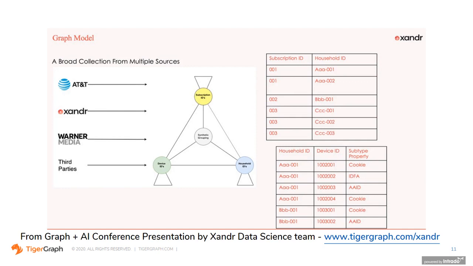Again, this is just showing another illustration of the tiers of information, a very high-level view of how they're integrating things, and how they have different IDs. There are subscription IDs, household IDs, device IDs, and these subtype properties, cookies, etc. So lots of information that needs to be integrated. They use some AI to do the entity resolution, but the result is that once they have that identity graph, just connecting all of that is very valuable to them.